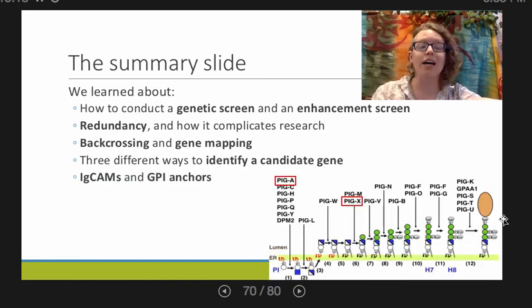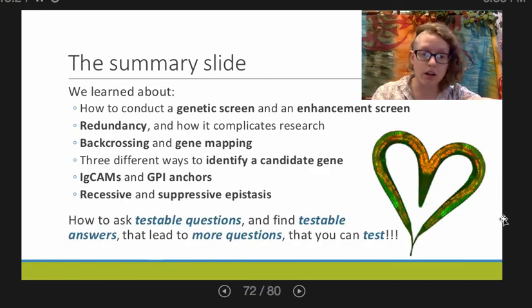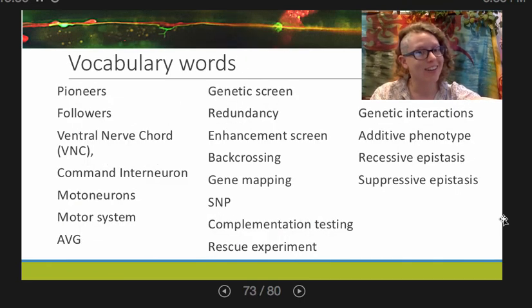We talked about IgCAMs and GPI anchors. We talked about recessive and suppressive epistasis. And through it all, I've been showing you how to ask testable questions to find testable answers that lead to more questions that you can test, which is my favorite part.